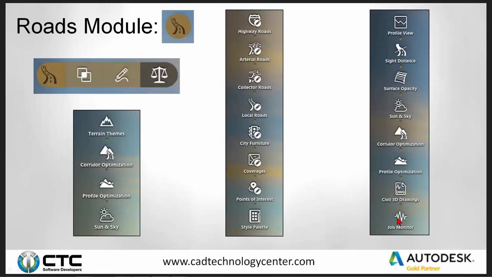The last one down here is Job Monitor, and that is just if I do any profile or corridor optimizations, it's a job sent to the cloud. This will just monitor the status of those jobs. Is it complete? Is it in process? Is it been paused? Or what? So that's the Job Monitor. So these are the tools within road modules, and I have corridor optimization, profile optimization, the design roads, profile view, site distance are the tools that are, and sorry, Civil 3D drawings are the tools that are available in 360 and not just the suite.